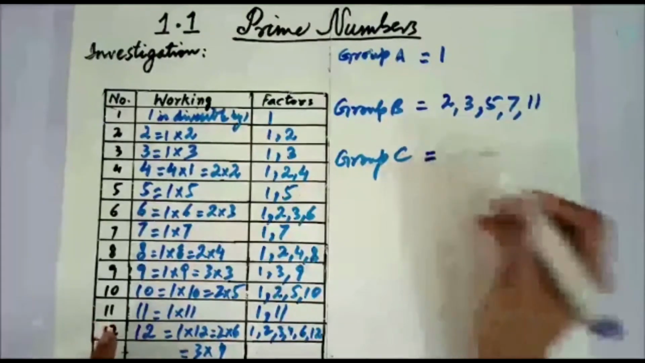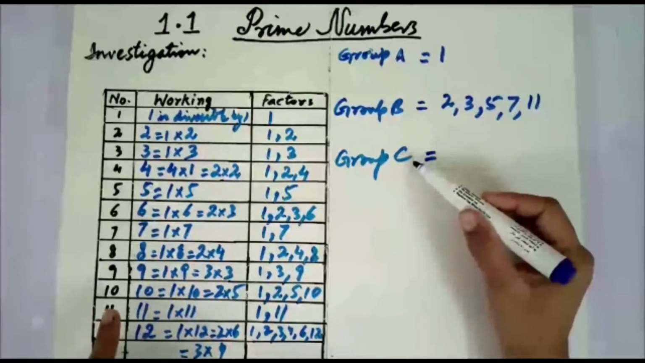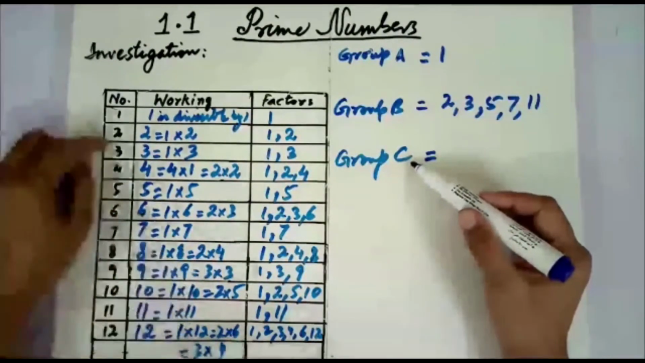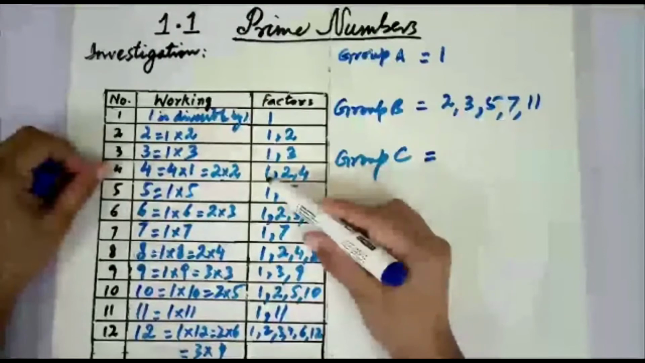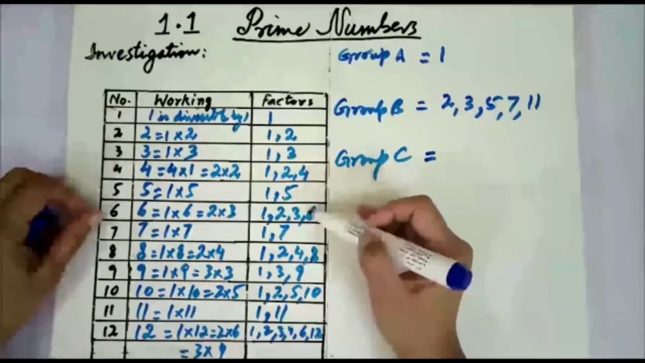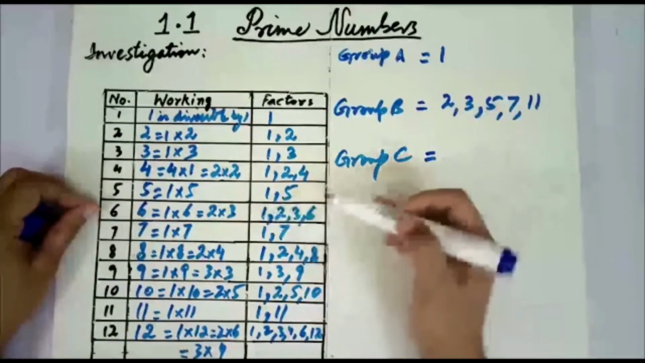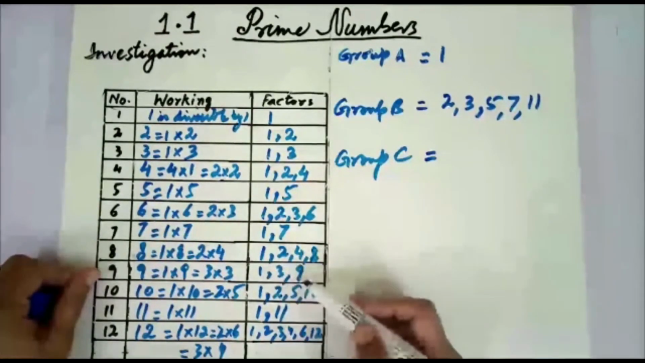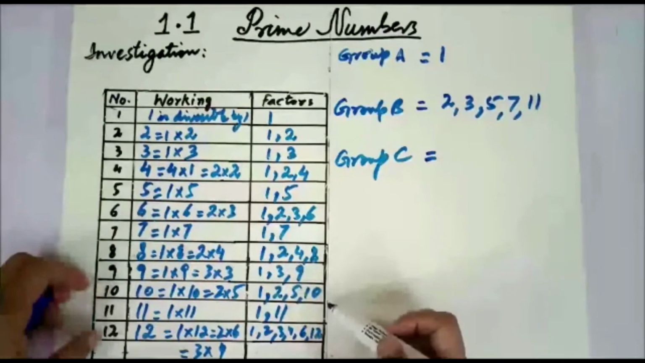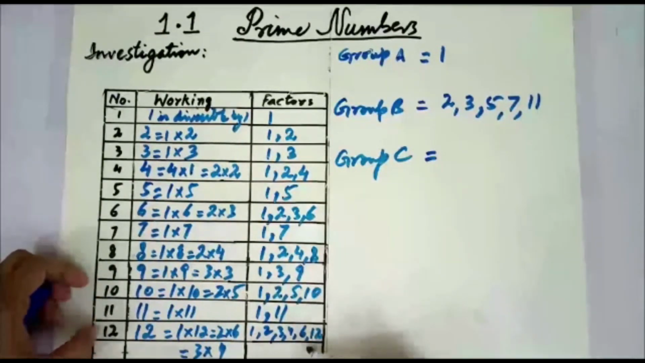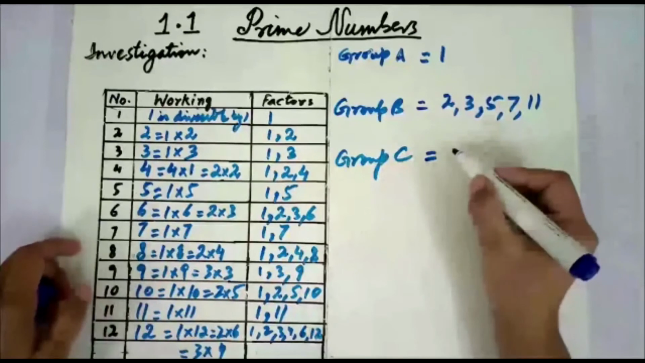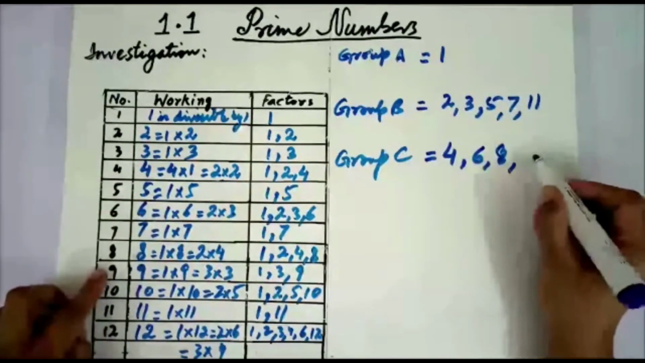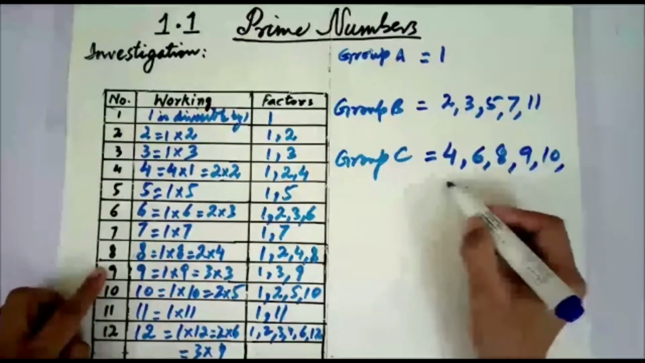Now group C. Group C contains the numbers which have more than 2 factors. So you can see that here 4 has more than 2 factors. 6, more than 2 factors. 8, more than 2 factors, 9 more than 2 factors, 10 more than 2 factors, and 12 also more than 2 factors. So I will write here, this is 4, 6, 8, 9, 10 and 12.